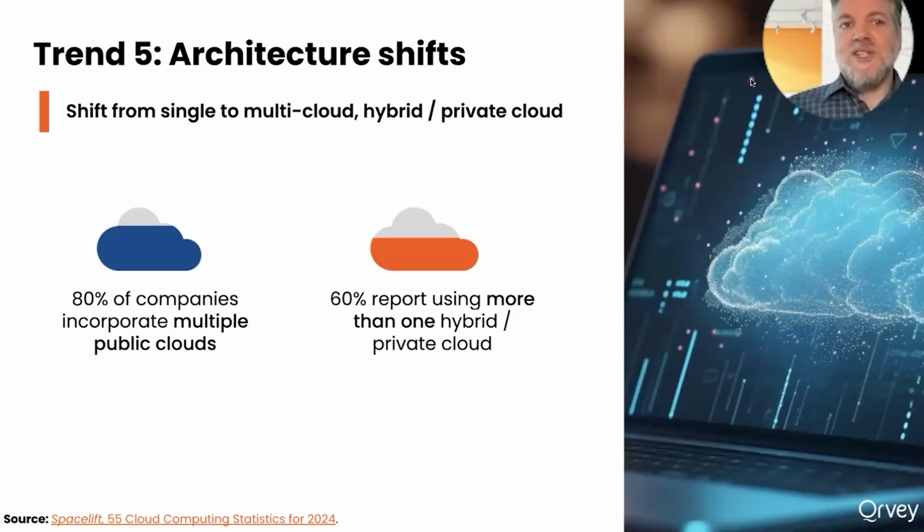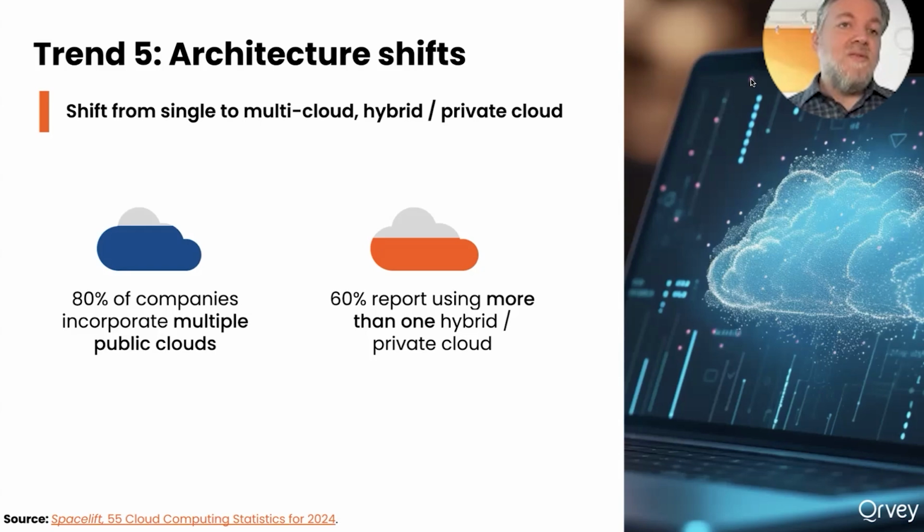All right, let's talk about trend number 5, which is thinking more along the lines of the underlying architecture and how it's shifting. What we're seeing in the market is obviously a big shift from a single cloud deployment to multi-cloud deployments, and even many more hybrid and private cloud deployment models. 80% of companies, in fact, are incorporating multiple public clouds when it comes to their software solutions. And the majority are also using more than one, even hybrid and private cloud.